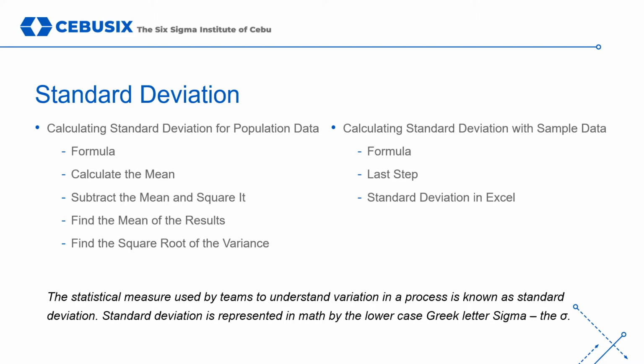A large standard deviation means an overall wide spread of points. A smaller standard deviation means a closely clustered set of points. There are two ways to calculate this metric, and we will show you how to calculate this metric regardless of whether the data is from an entire population or simply just a sample of that population.